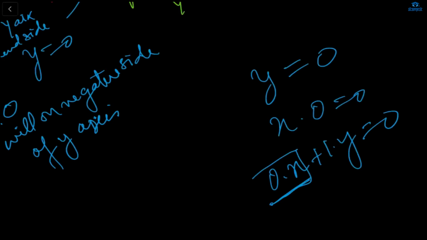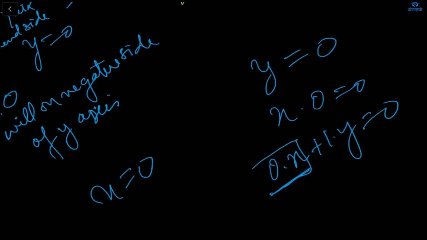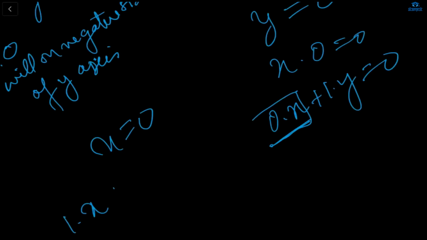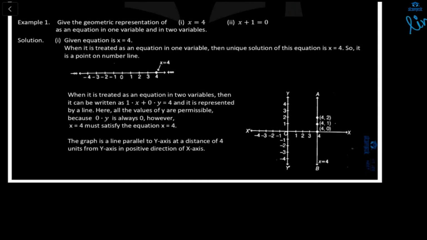Understood? The same way, x is equal to 0 can be written as 1 dot x plus 0 dot y is equal to 0. Okay, it can be written this way. Do you have any doubt or not? Okay, that's good. So now let's see some of the equations here, how to solve them.